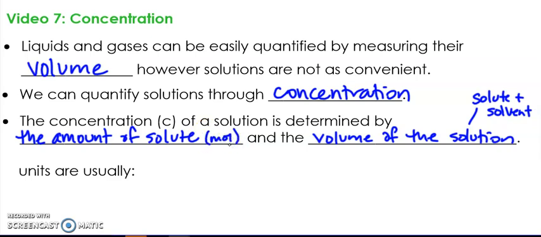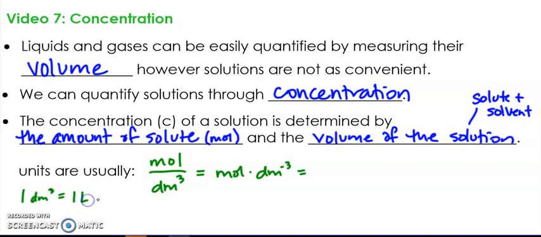And then solution, we're talking volume. So units are usually moles per decimeter cubed. And IB prefers to write this because they don't write like numerator denominator. So they do it side by side. Moles times decimeters to the negative third to put that decimeters cubed into the numerator. Now another way you may see this, especially when you go to college, is instead of decimeters cubed, remember 1 decimeter cubed, that's the same as a liter. So lots of times you'll see this written as moles per liter.